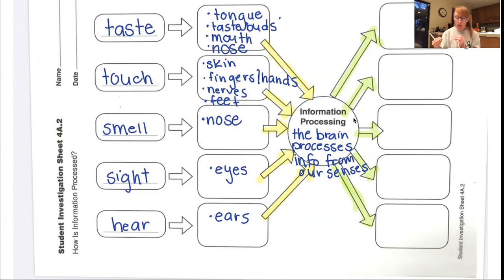For touch, if you pet the dog, you feel that it's soft, right? Or maybe dirty, maybe the dog needs a bath. If you touch something hot, you will pull away, you'll recoil, because that's your instinct. If you touch something prickly, maybe you won't pet it, you'll just touch it. So our brain again is processing, and then what do we do with that information? How does our body react?